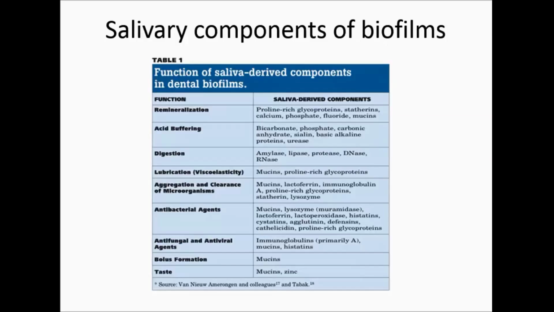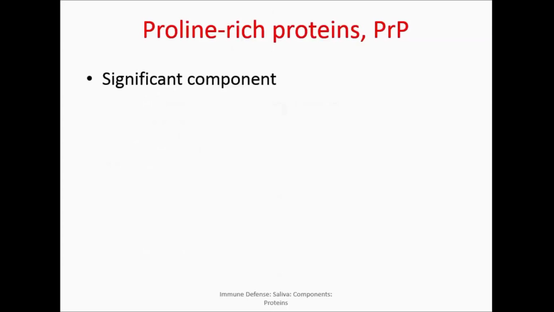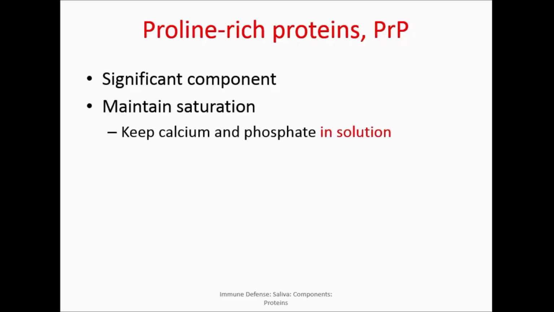Many components of saliva, which are secreted, can interact with the tooth surface in the biofilm or perform a specific function outside of the biofilm. Saliva is composed of precipitated salivary glycoproteins, enzymes, and immunoglobulins. Proline-rich proteins are significant components of the serous secretions of saliva. They maintain saturation by keeping calcium and phosphate in solution.